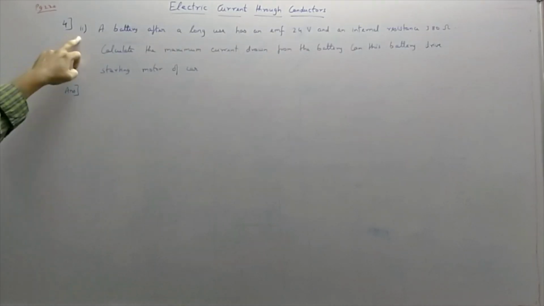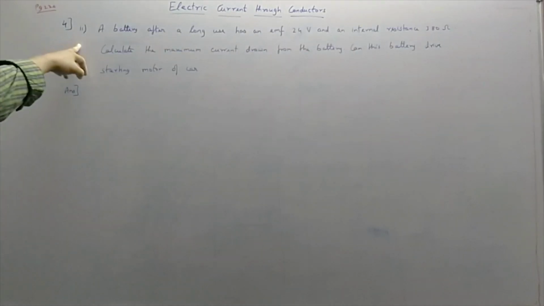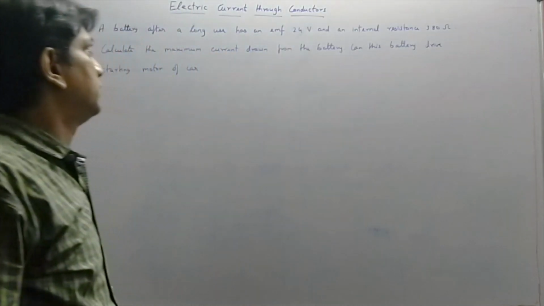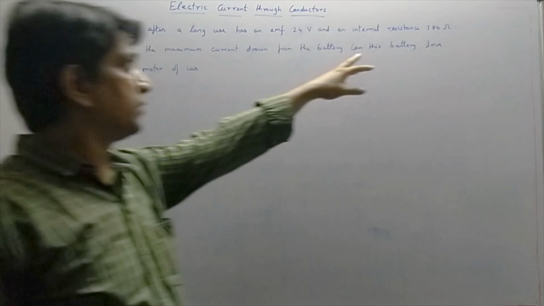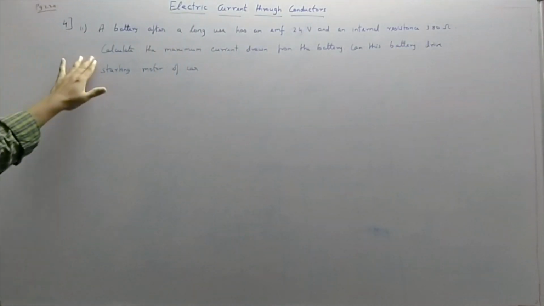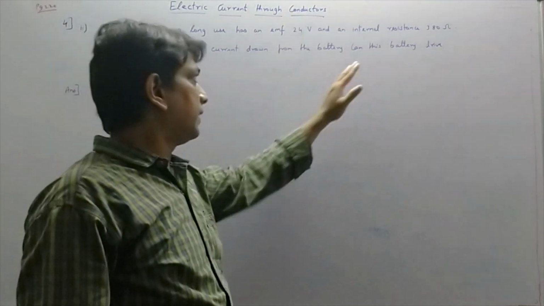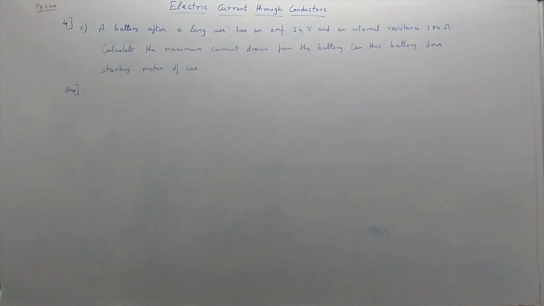Sum number 2. A battery after a long use has an EMF of 24 volts and internal resistance of 380 ohms. Calculate the maximum current drawn from the battery. Can this battery drive the starting motor of a car?